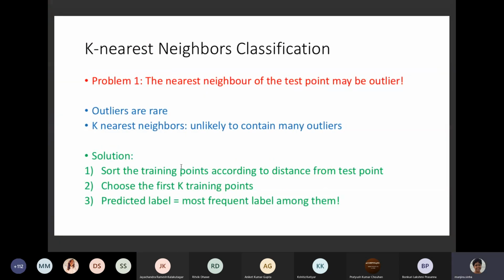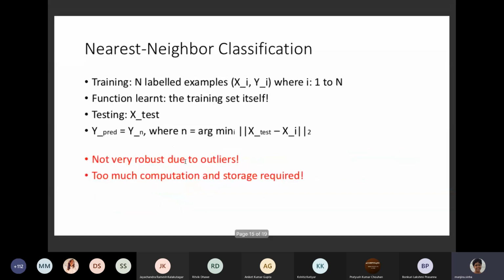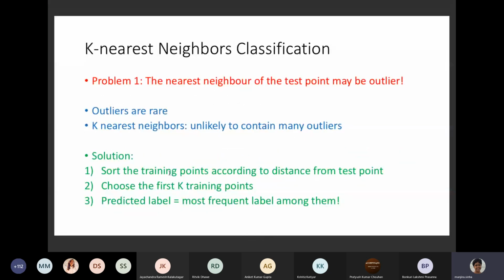So what is my solution? I will repeat this first step: I will compute the Euclidean distance between the test data point and each of the training data points. But now I will sort the training points according to their distance from the test point, and choose the first k training points which have the minimum distances. Then we predict our label as the most frequent label among them.